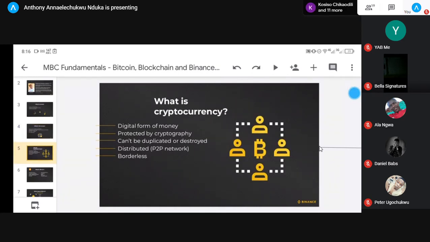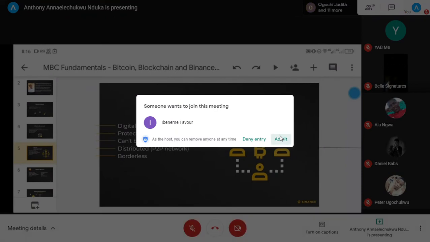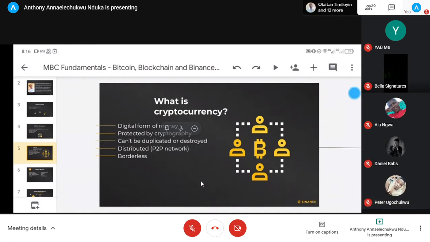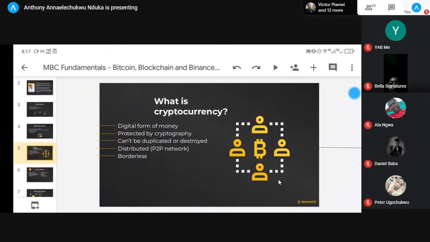So what is cryptocurrency? I'll read this and explain them one by one. Cryptocurrency is a digital form of money protected by cryptography, can't be duplicated or destroyed, distributed on a P2P network, and borderless. Now, looking at the first one, digital form of money.